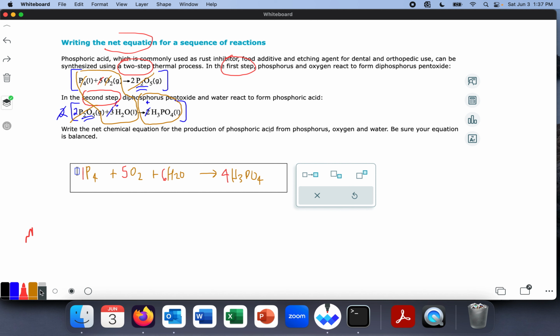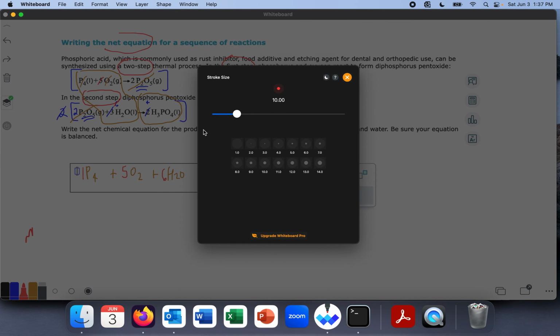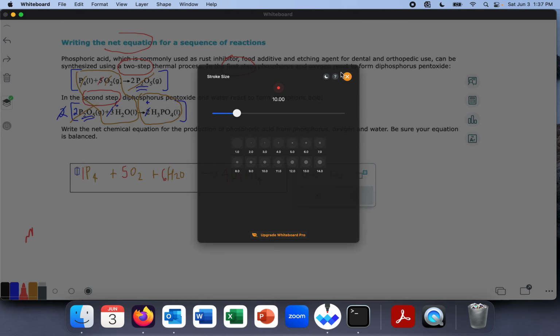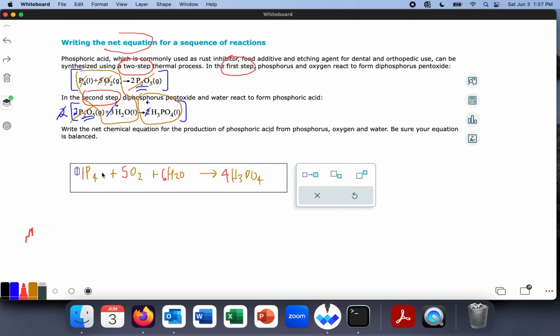All right, the last thing I've got to do is put my states in there. Let's go a little bit bigger. Hopefully that's good enough. P4 looks like a liquid. O2 is a gas. That's consumed, we already got rid of that. Now water is a liquid, and phosphoric acid is a liquid. Okay, so that's my answer.